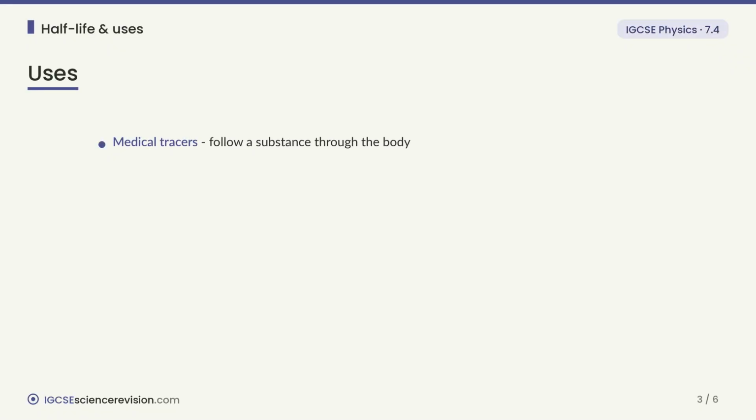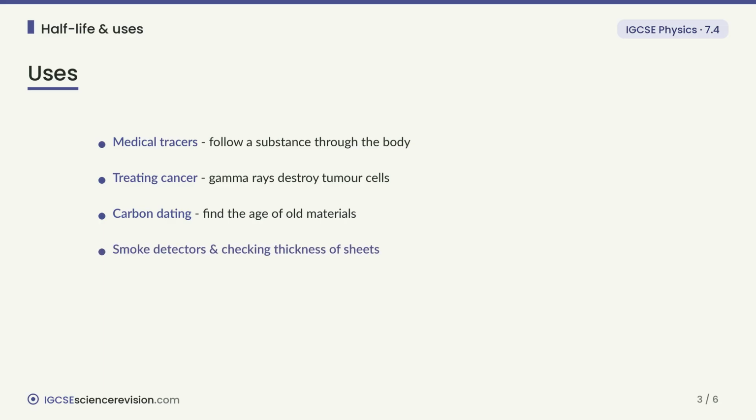Radioactivity is genuinely useful. In medicine, a small amount of a radioactive tracer can be followed through the body with a detector to see how an organ is working. Focused gamma rays are used to destroy cancer cells in radiotherapy. Carbon dating uses the known half-life of carbon-14 to work out the age of ancient wood, bone, and cloth. And there are everyday uses too. The alpha source in a smoke detector, and gauges that check the thickness of paper or metal sheets as they're made.